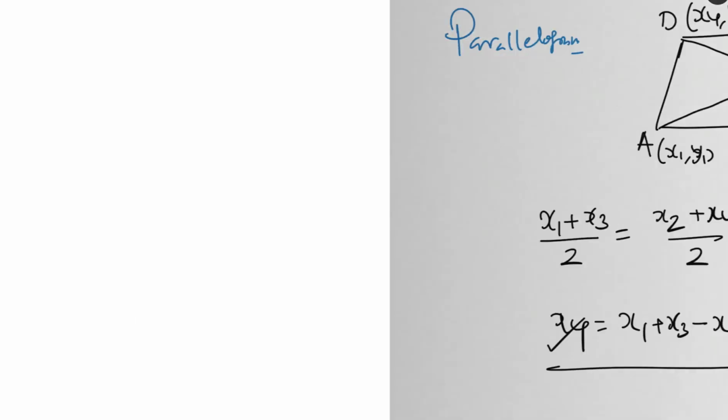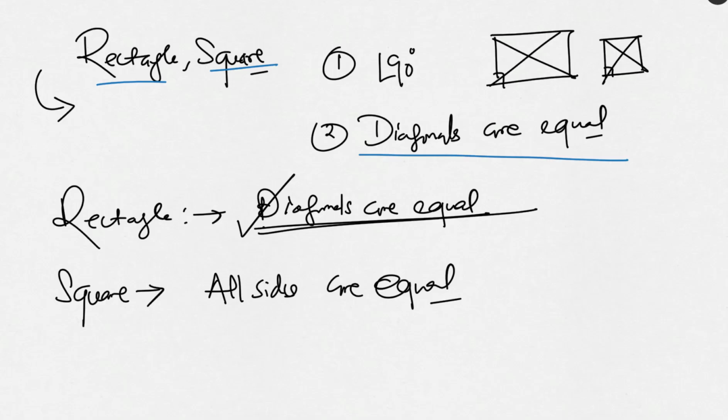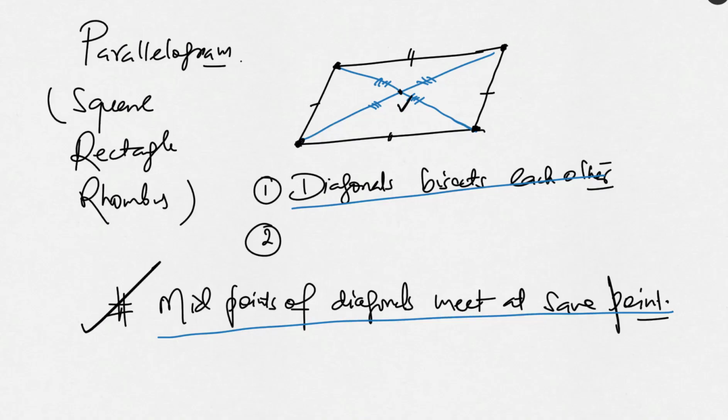So all these four or five questions were very easy ones, but the concepts are very important, right? For a rhombus, you need to understand that the diagonals are angle bisectors and bisect each other at right angles. For a rectangle, the diagonals are equal, right? And for a parallelogram, the diagonals bisect each other. So this concludes the topic of coordinates.